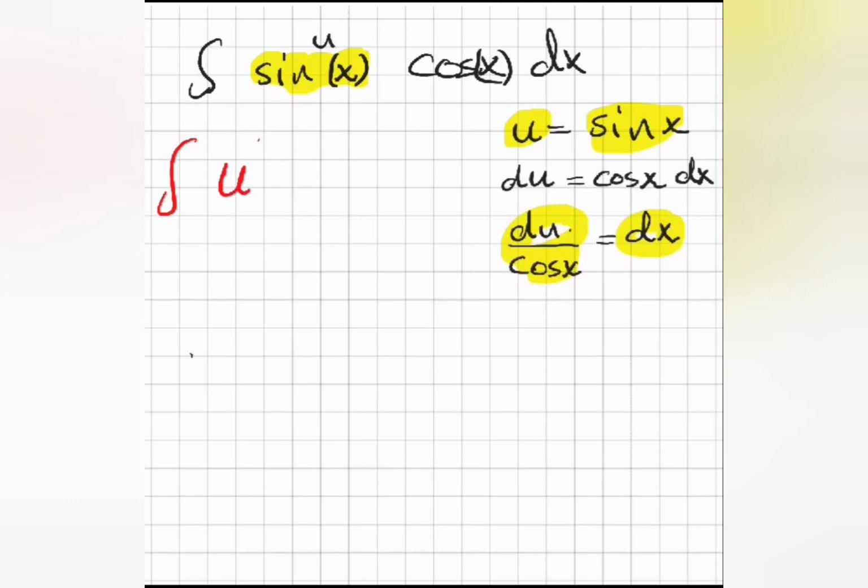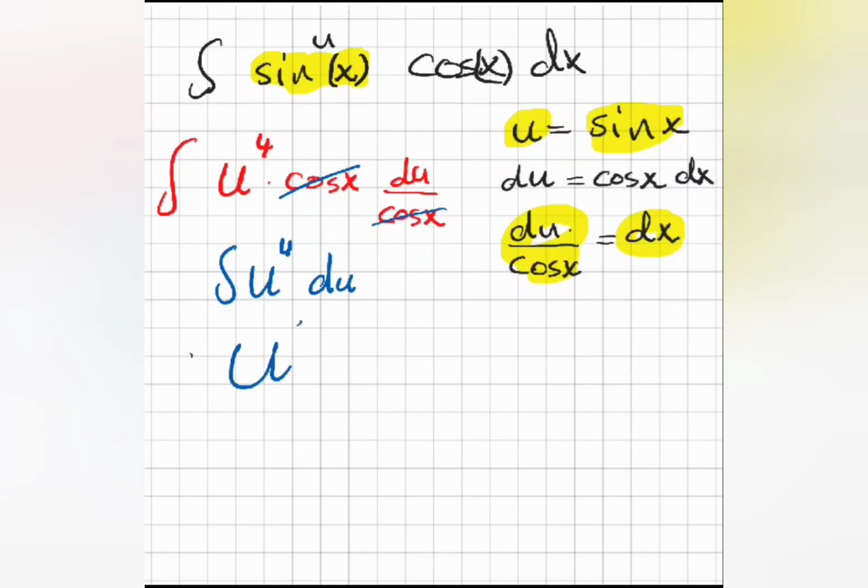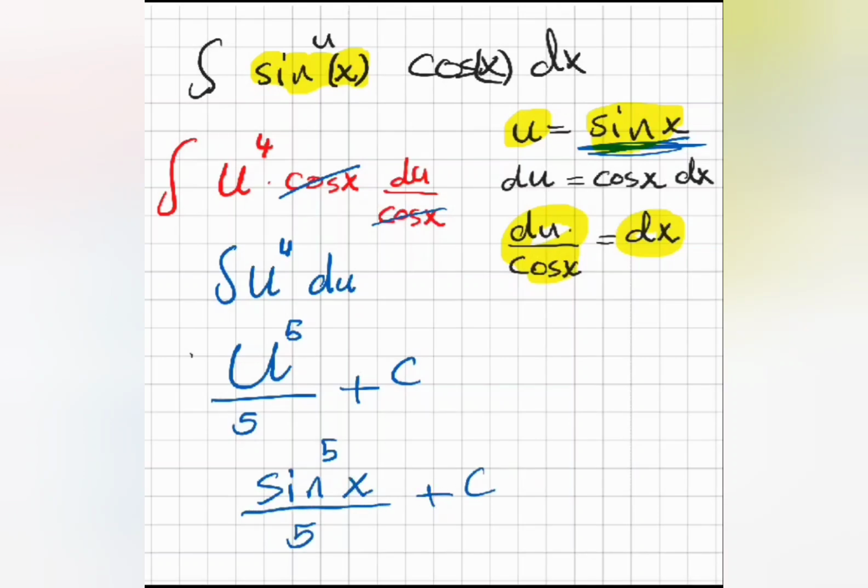So let's replace this with u. So this is going to be u to the 4th times cosine x, and dx is du divided by cosine. So we could cancel cosine x. And so we're left with the indefinite integral of u to the 4th du. Using the power rule, 4 plus 1 is 5, and then divide by 5. So we have 1/5 u to the 5 plus c. And the last thing we need to do is replace u with sine x. So it's 1/5 sine raised to the 5th power of x plus c. And that concludes this problem.